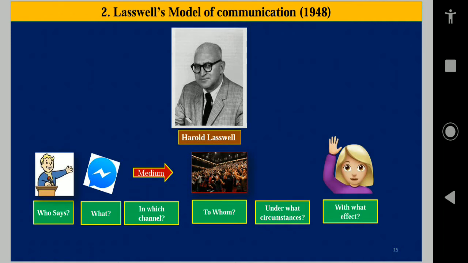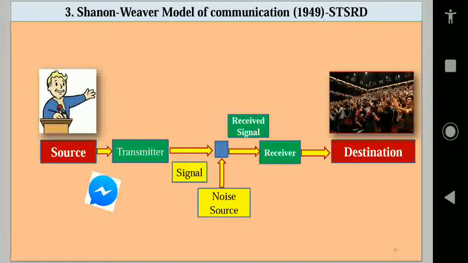A close look at these questions provides a simple linear one-way model of communication. Although the concept of feedback does not appear in the model, still this model exercised a profound influence on the thinking of scholars in communication. This model helped Lassell's probes into political communication, propaganda and political symbolism, which were some of the earliest communication researches in social sciences.